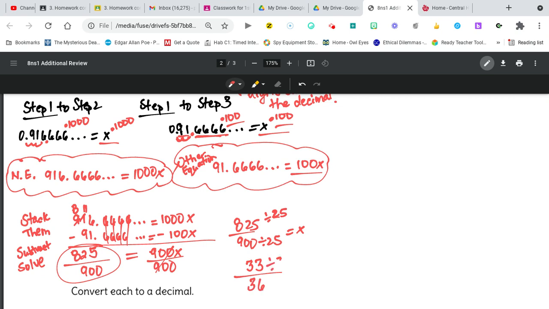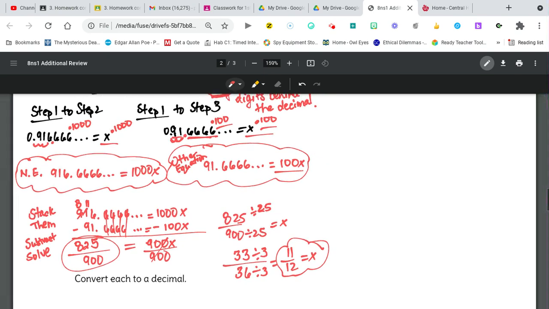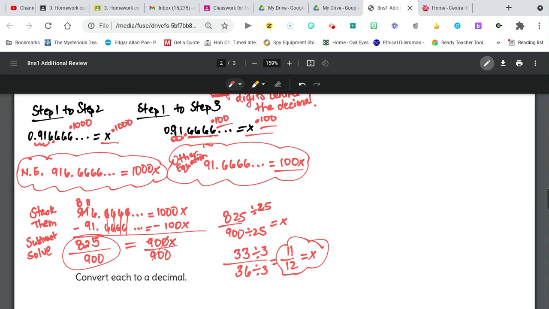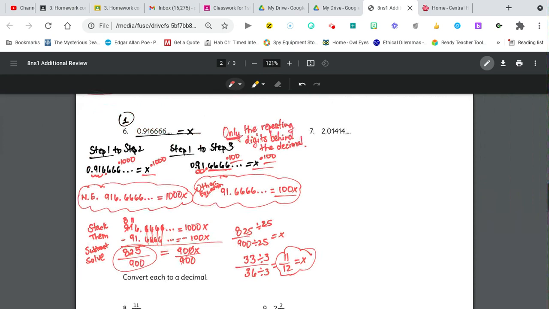Then I could divide both of these by 3. That gives me 11 over 12. And that's what X equals. 11/12 in simplest form. I hope this makes more sense with me chunking it like this, guys. Okay, let's look at this one.